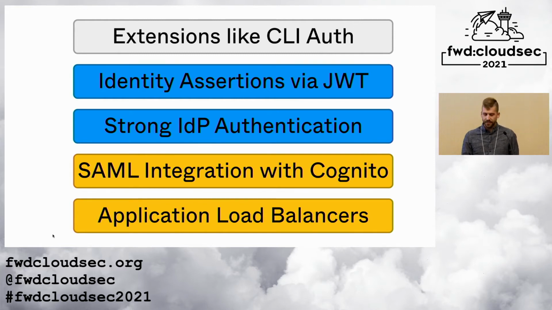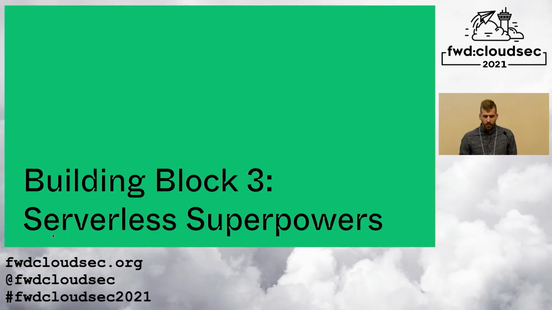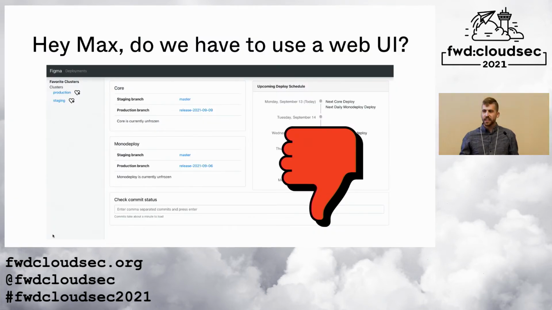But let's see if we can get fancier. So our third building block here, I titled Serverless Superpowers. And I'll give an example of one of the things that we're able to use some serverless functions for, but there's a lot of options here. So we're talking about a deploys app, right? Meaning it's in large part used by the infrastructure team. And in fact, they wrote most of this.